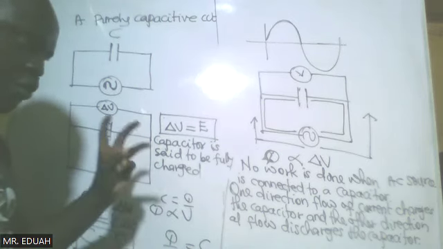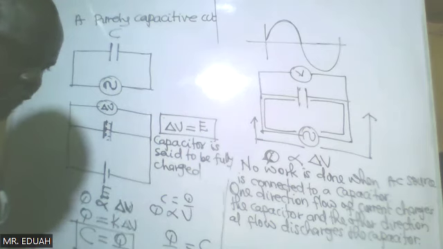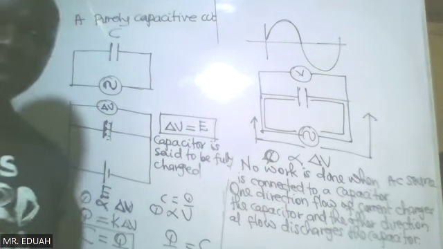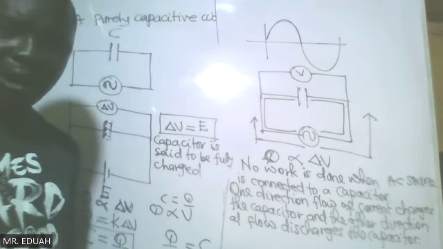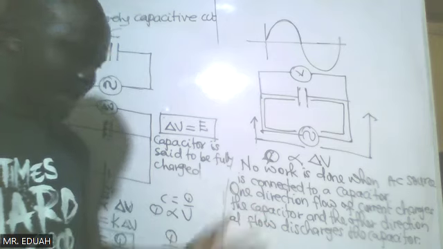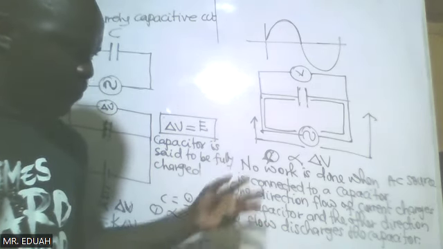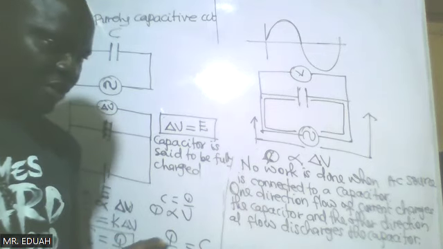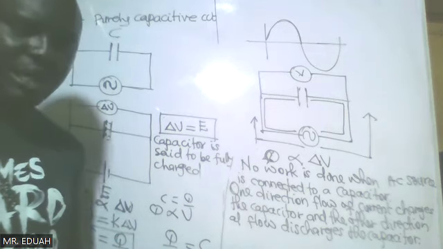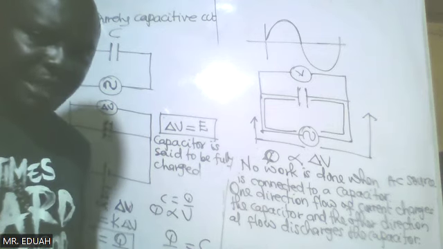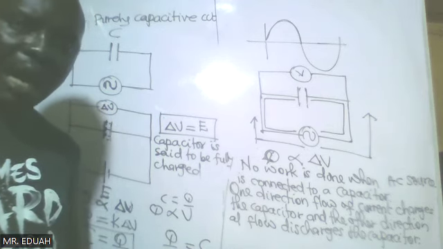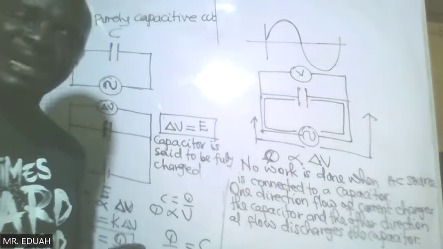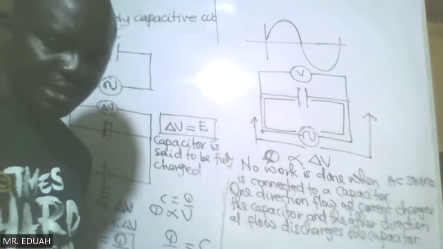So two applications where the use of an alternating current source, AC, becomes a nuisance or an unwanted entity: one, in charging a capacitor, and then separation of ions, which is electrolysis. These applications would require the use of a DC and not AC.